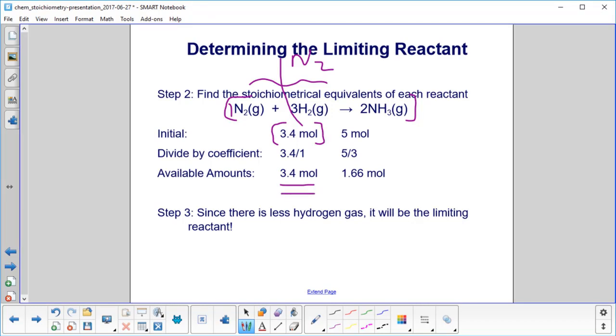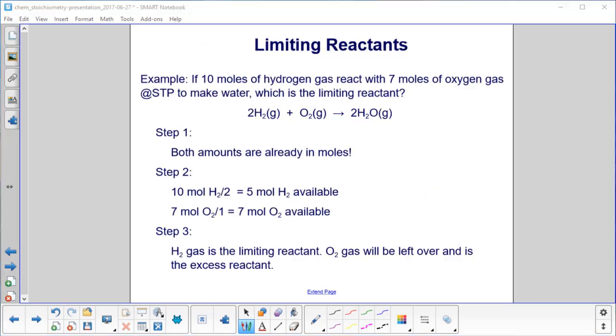Then we go over to the hydrogen, that's right there, 5 moles divided by this coefficient here, 3, and you get 1.66 moles. So there is less hydrogen gas using this method with this stoichiometry. It will be the limiting reactant. So hydrogen limits how much ammonia we're going to get.